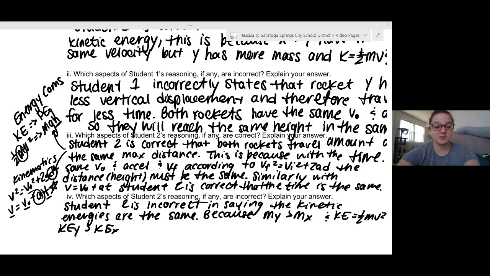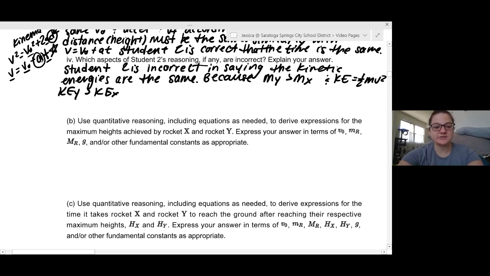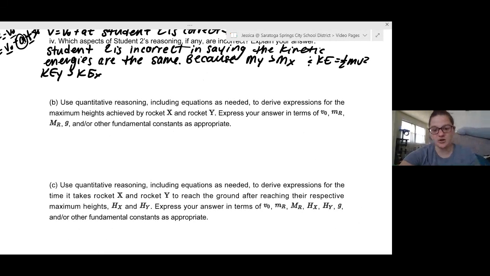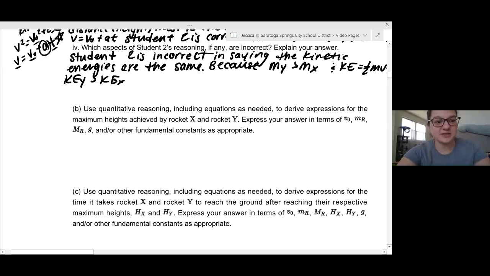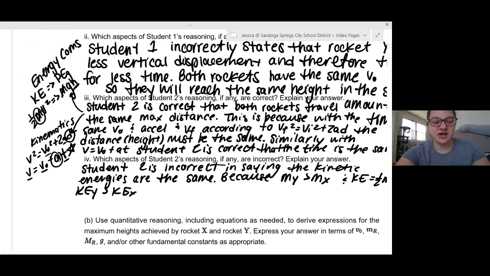Okay, let's continue on with this problem, the rocket problem. Use quantitative reasoning, so equations, as needed to derive expressions for the maximum heights achieved by rocket X and rocket Y, and express your answers in terms of v0, mX, mY, g, and any other fundamental constants as appropriate.